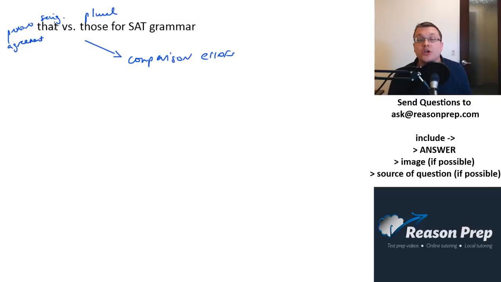They have to match. So if you're talking about the book, you would say "that book" because it's one book. If you're talking about multiple books, you would say "those books," right? Not "that books." So it's all about singular versus plural. Now, where on the SAT would this come up?